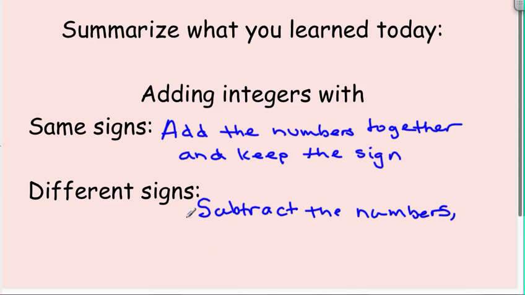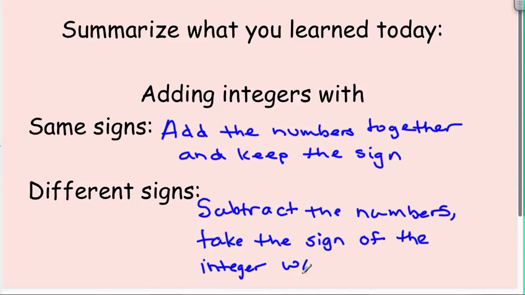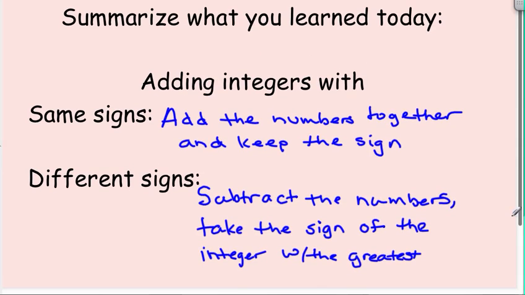and this is where it gets pretty wordy. Subtract the numbers and take the sign, positive or negative sign is what we mean, take the sign of the integer with the greatest, I'm running out of room, greatest absolute value. Whoops, sorry about that. V-A-L-U-E.